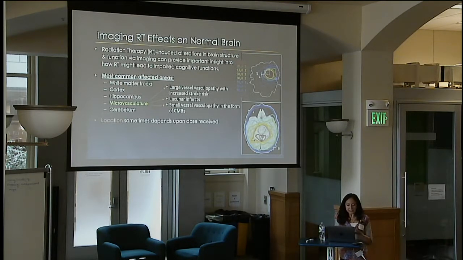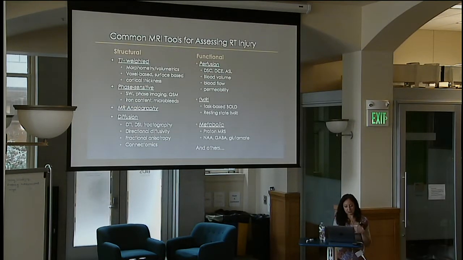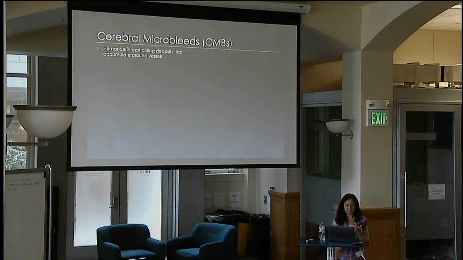The location of these microbleeds often depends on the dose received, but there are also some regions of the brain that are more sensitive than others. And how do we use imaging metrics as surrogate markers to assess damage to different parts of the anatomy? You can use an array of MR imaging tools for assessing radiation injury. I am going to focus on our vascular phase-sensitive SWI and MRA, so looking at veins, arteries, and microbleeds.